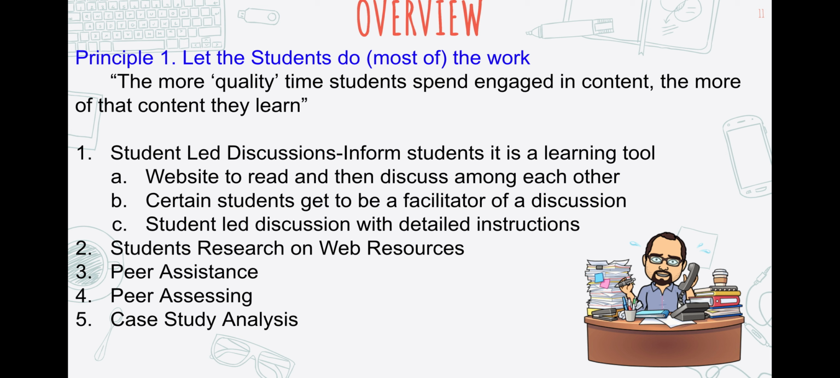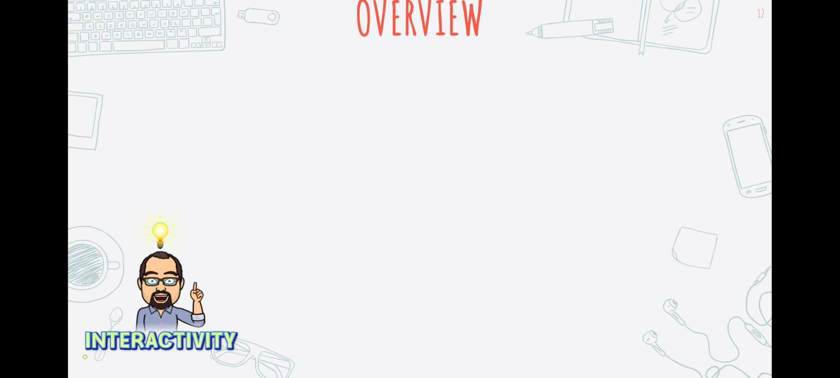So, student research on web resources is another form where they would have to research material, then peer assistance, and peer assessing. Peer assessing is a typical one where the student hands in the work and, rather than the teacher marking it, gives it to another student to mark. And peer assistance, of course, is helping another student in class. Then case study analysis, where students go in groups and work together on a case study.